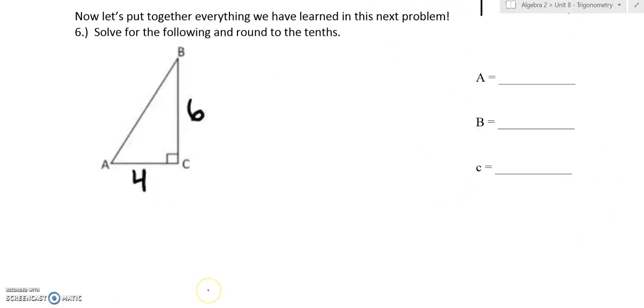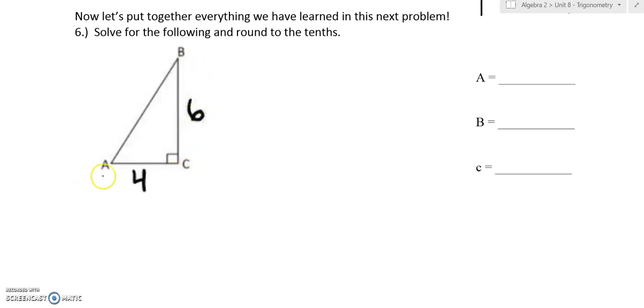Now, let's put together what we've learned in this next problem. Solve for the following, round to the 10th. So we're still going to one decimal place, and we're just going to find all of these pieces. It wants big A, big B, little c. I know something I can do pretty easily here to solve for little c. We did this last week.